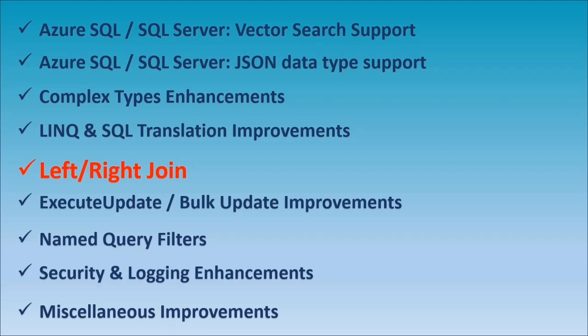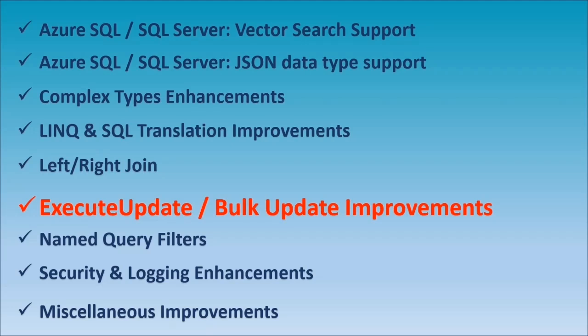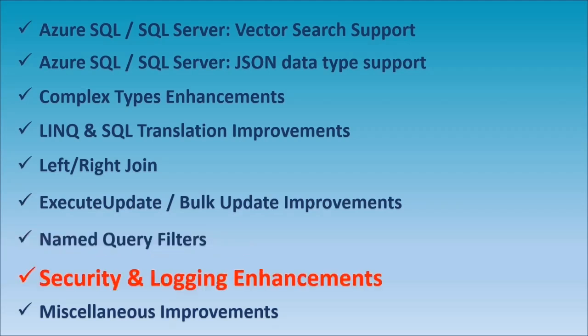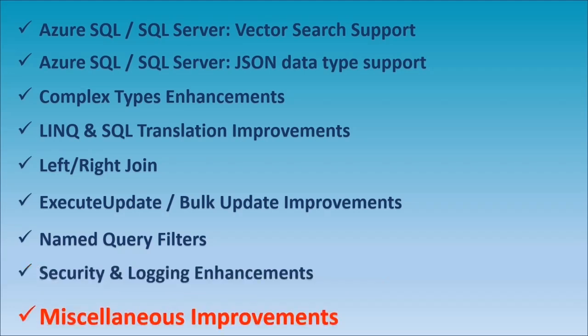Support for left and right joins directly in LINQ. Easier bulk operations with ExecuteUpdate and patch enhancements. Named query filters for better global query management. Security and logging improvements for safer operations. And a set of smaller refinements to make EF Core 10 smoother overall. In this video, we'll focus on practical C# examples for a few of these features so you can see them in action.